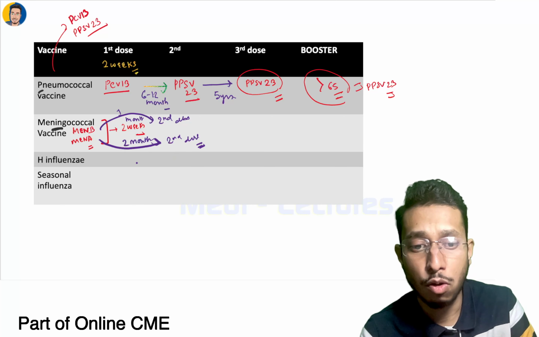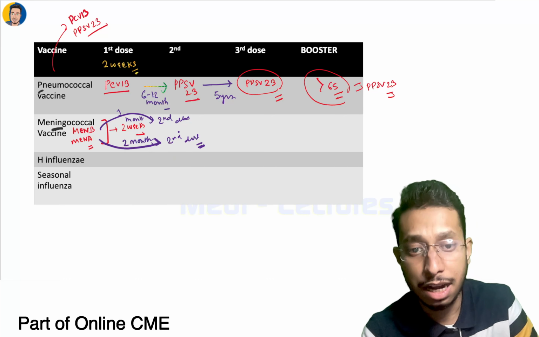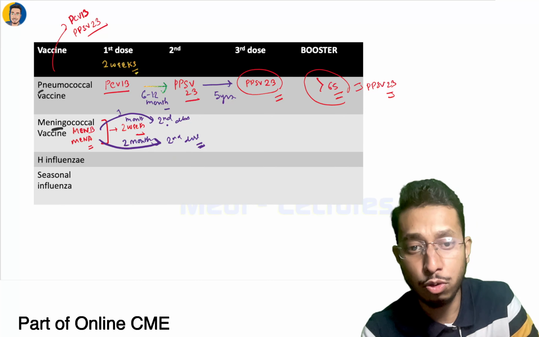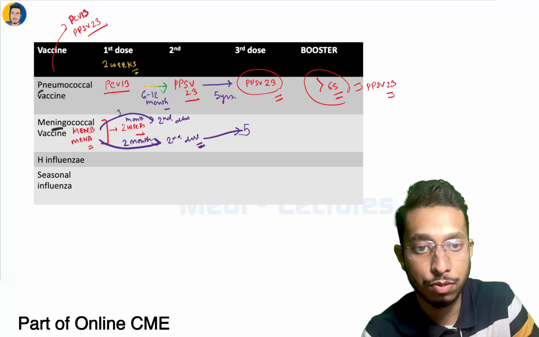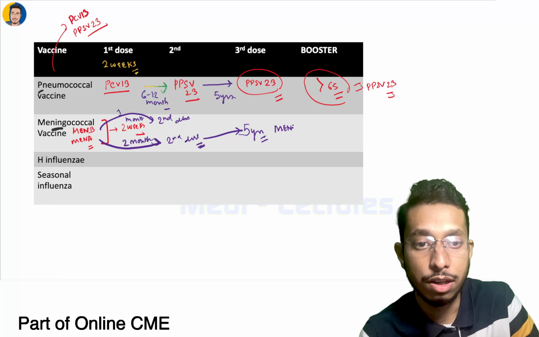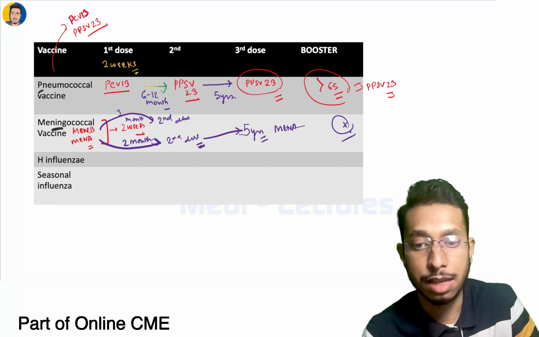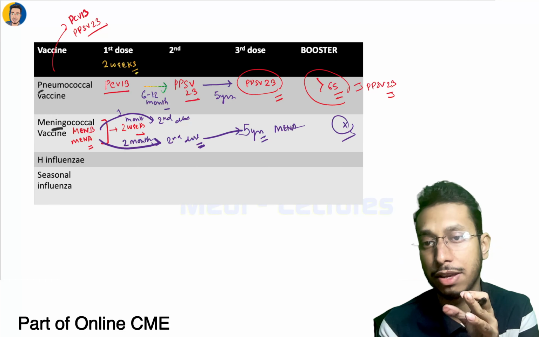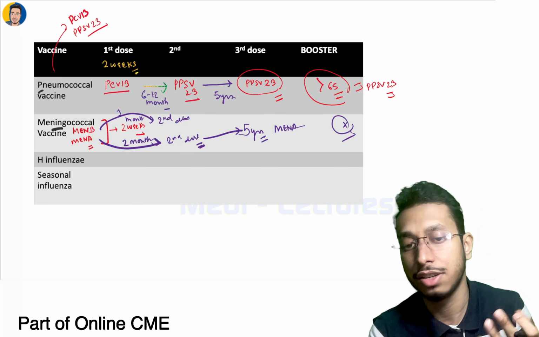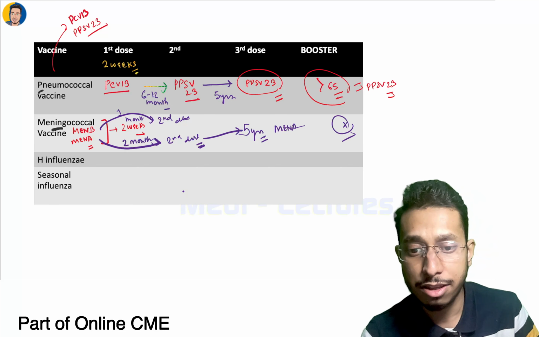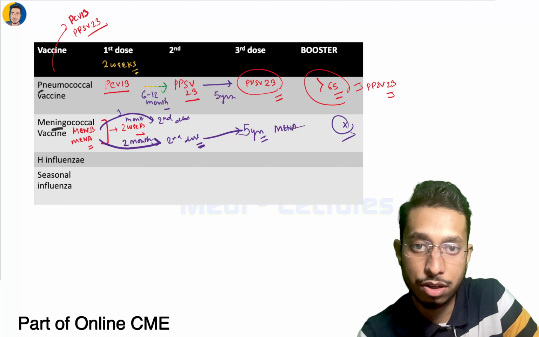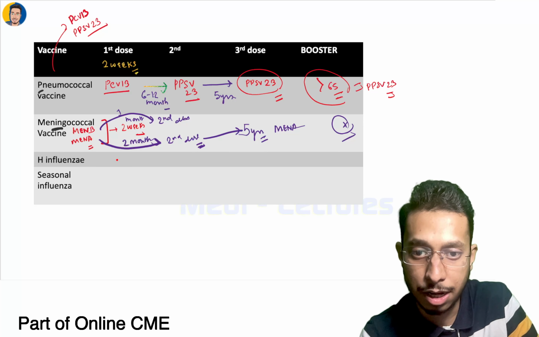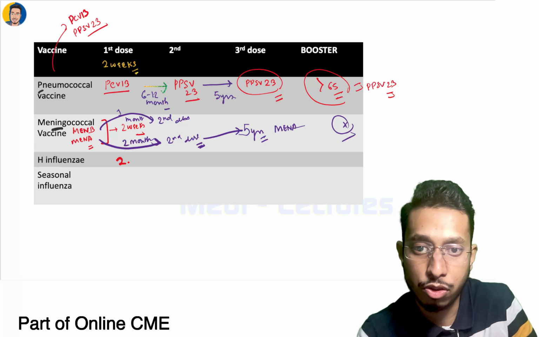and when 2 months are completed we give this Men-A vaccine, and the third dose of Men-A is given at 5 years. At 5 years the third dose of Men-A is given. Now usually no booster is required, but some centers however practice repeat vaccination of the meningococcal vaccine usually after every 5 years.